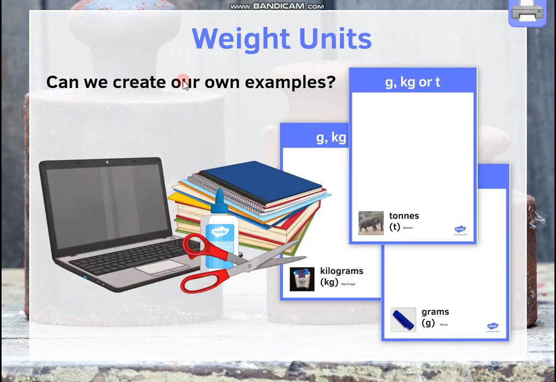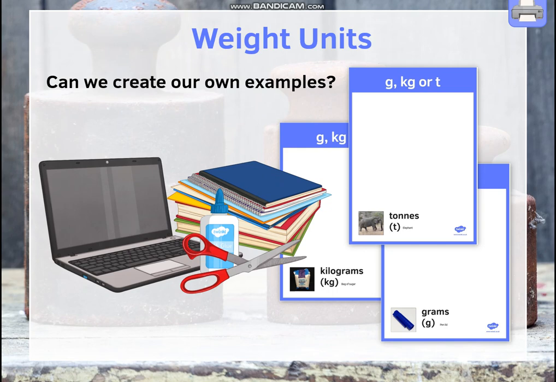Now, if you go around the house and you have a look at a few different items and you try and identify, would it be best to weigh them in grams, kilograms, or tons? Now, you might see outside in the driveway there's a car. Would it be best to measure that in kilograms, grams, or tons?